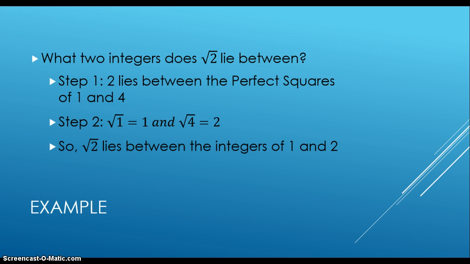So for example, a question that you might get was, what two integers does the square root of 2 lie between? Well, step 1, we look at 2, which is under the root, and 2 lies between the perfect squares of 1 and 4. And then step 2, we square root the perfect squares, and we get the square root of 1 is 1, the square root of 4 is 2, so the square root of 2 lies between the integers of 1 and 2.